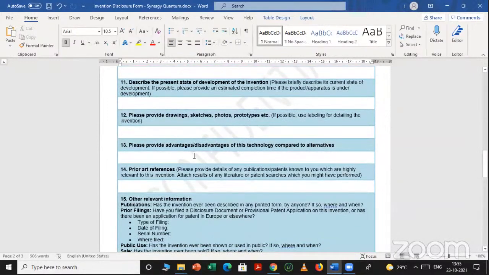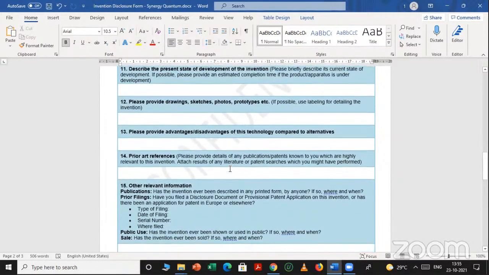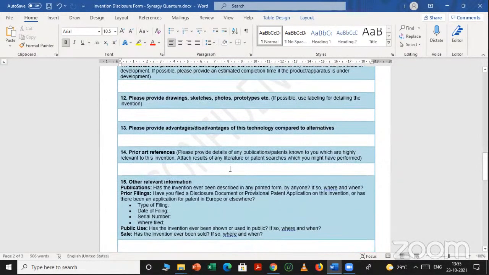Then the 13th point is you have to provide the advantages and disadvantages of the technology compared to the alternatives. Now this is very important. Whenever I ask any potential client or any inventor to write point number 13, they usually provide me the advantages of their invention. They do not talk about disadvantages. This is a very crucial part.